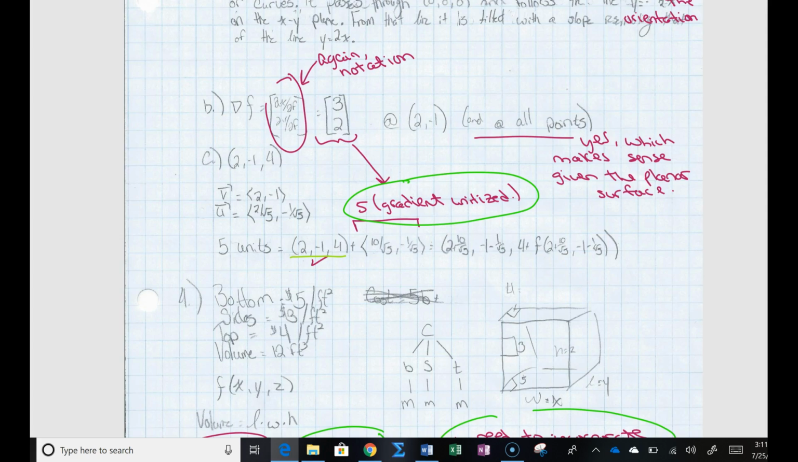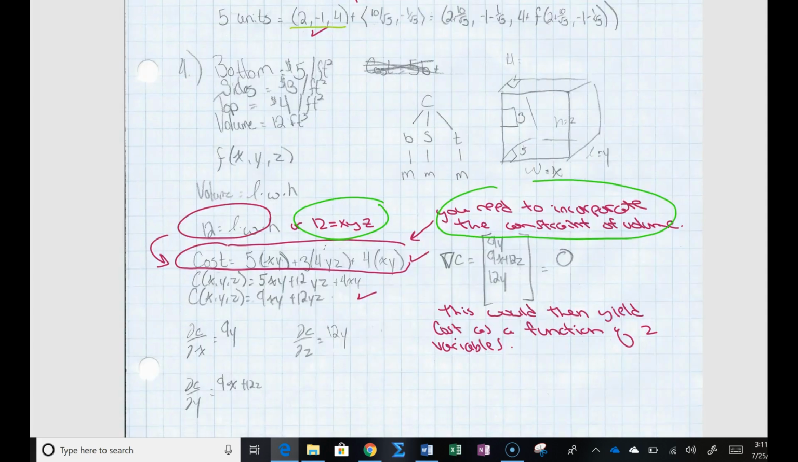The vector that you unitized, it looks like you took just the first 2 coordinates of the position right over here and you unitized that. And so you're heading in this direction, and this direction is not the direction of max rate of change. Okay. Question number 4 is the optimization question.